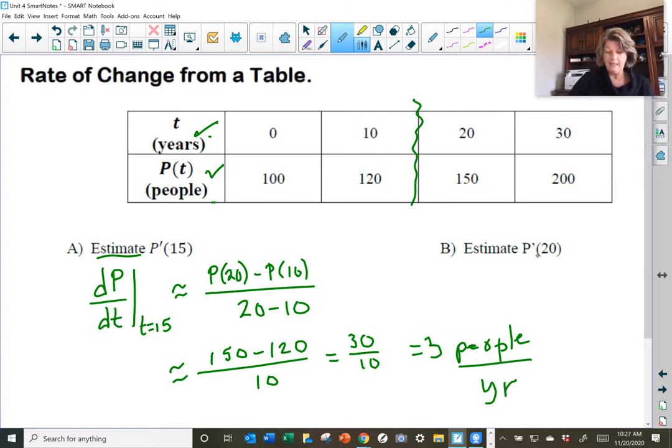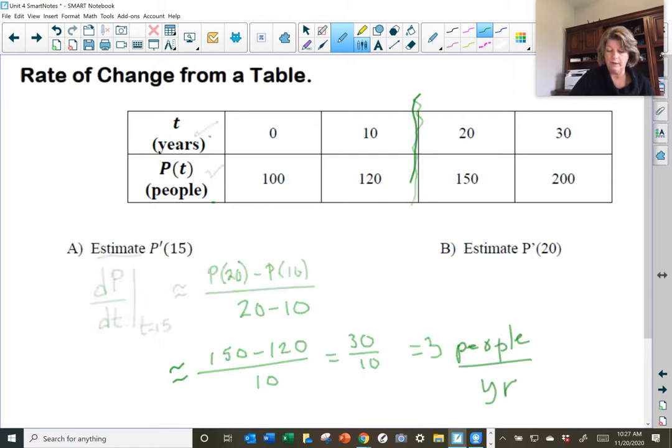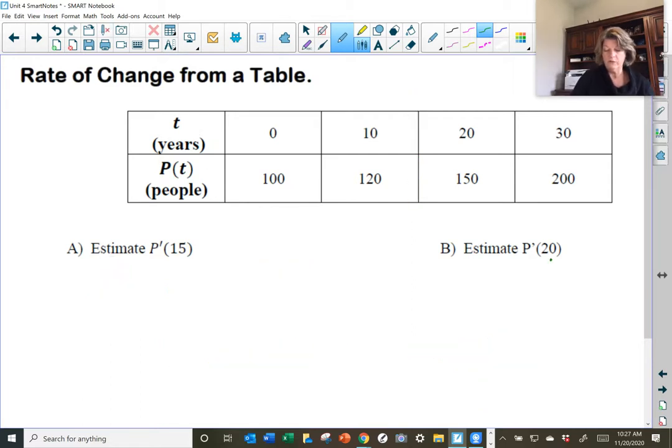For B, it gets a little trickier. 15 was nice. It fell right in between. But what about 20? 20 is right here. But this isn't a derivative there, is it? That is the number of people. So that is not a rate. We want to take this to a rate. So there's actually 3 ways you can handle this problem.